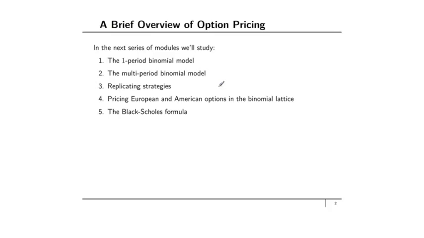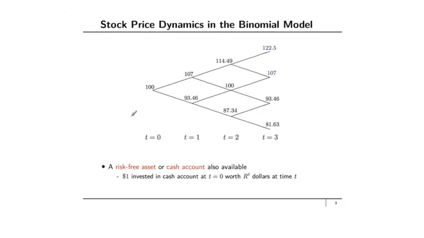After that, we'll discuss European and American options in the context of the binomial model. We'll also discuss the Black-Scholes formula and mention how it can be obtained by a convergence argument using the binomial model. Okay, but first of all in this module I want to do an overview of some of the questions that we'll be considering. So here's an example of a binomial model.